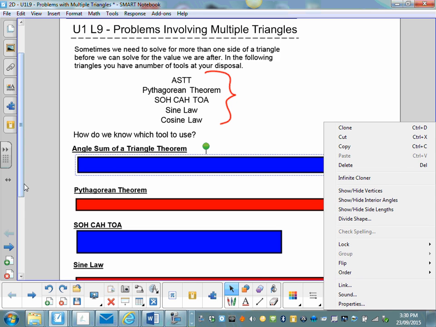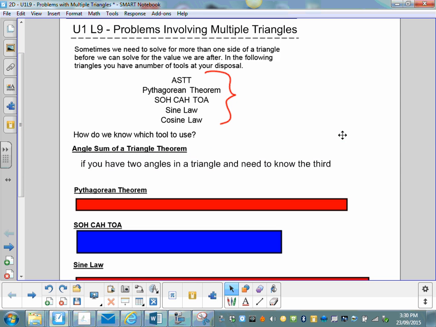So we're going to use the angle sum of the triangle theorem when we have two angles in a triangle that we know, and we want to use it to find the third one.